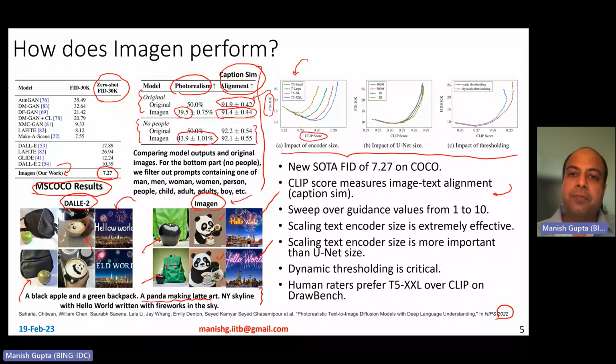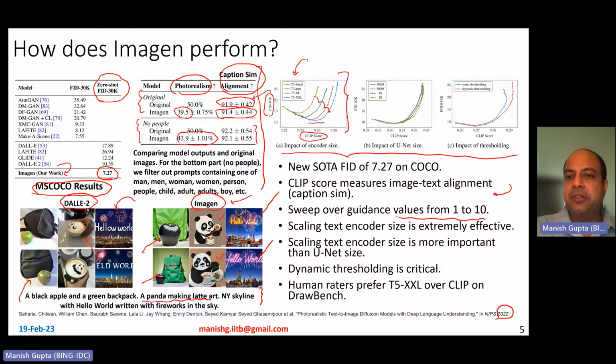What you observe is that as you change from T5 small to T5 large to T5 XL and to T5 XXL, you see that the results get better and better. Remember, lower FID and higher CLIP score are better. Here the plot is drawn by sweeping over guidance values from 1 to 10. Remember the value W there. So you sweep from 1 to 10, and then you plot this chart.